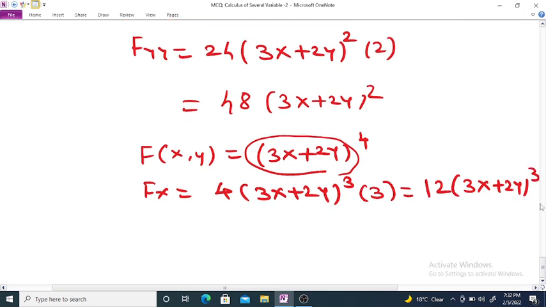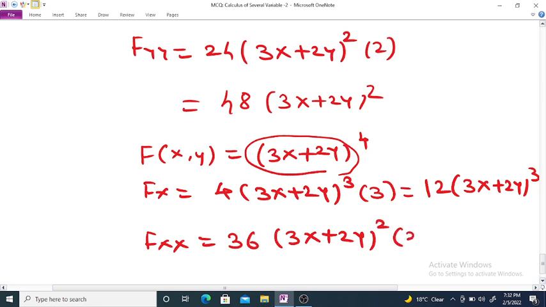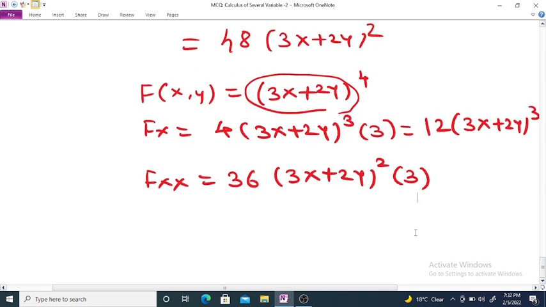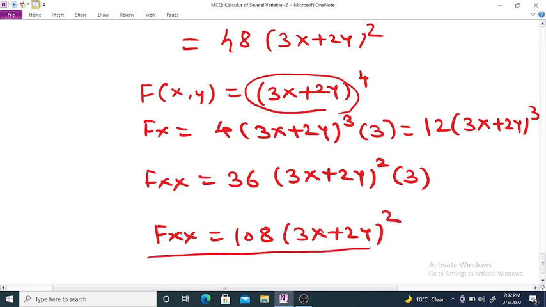Again, if we evaluate the derivative with respect to x, f of xx is equal to 12 times 3 is 36, (3x + 2y) raised to 2, into again the derivative of 3x + 2y, which is 3. So here f of xx is equal to 36 times 3, which is 108, (3x + 2y) raised to 2. So this is f of xx.